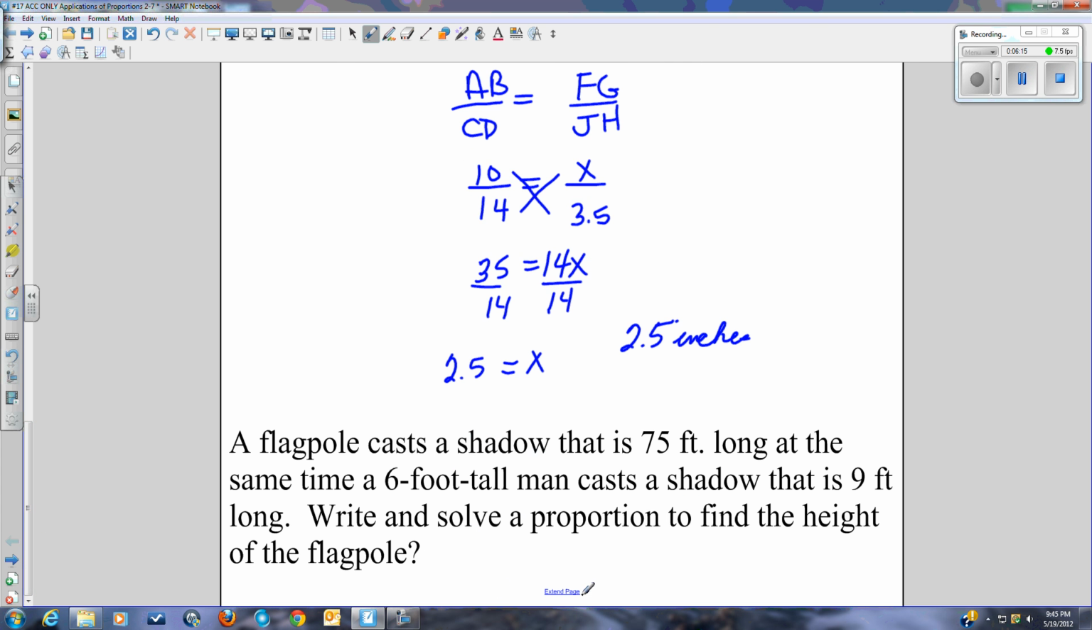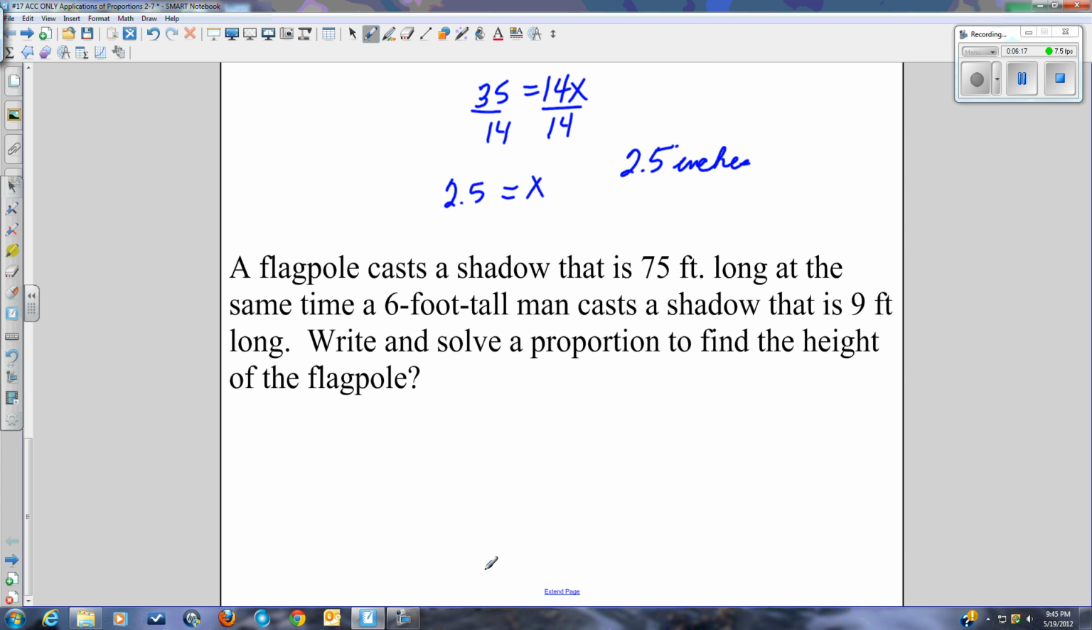Let's see if we can understand this a little further with this particular problem. A flagpole casts a shadow that is 75 feet long at the same time a 6-foot tall man casts a shadow that is 9 feet long. Write and solve a proportion to find the height of the flagpole.